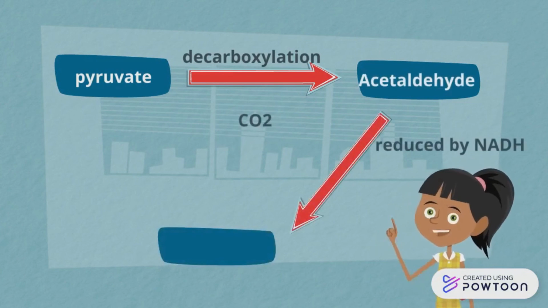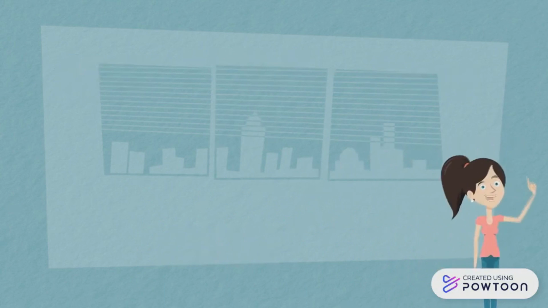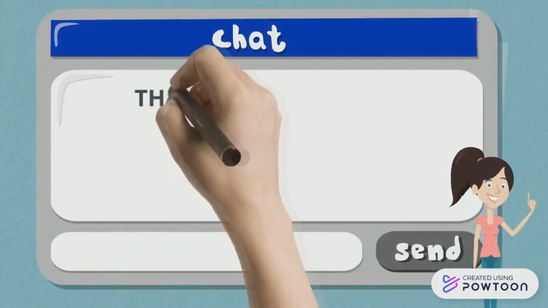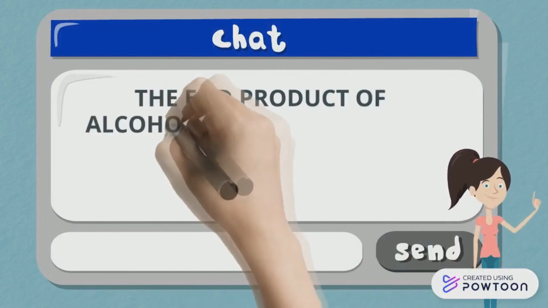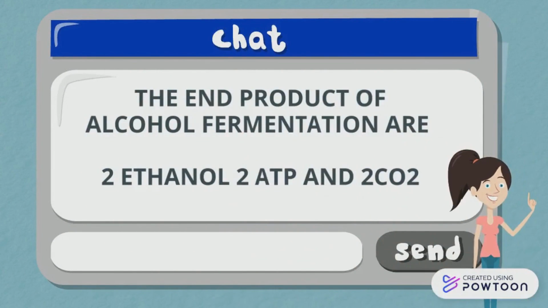Acetaldehyde ni dia akan direduce oleh NADH untuk menghasilkan ethanol. So, setiap pyruvate ni dia akan produce 1 ethanol, 1 ATP and 1 carbon dioxide. There is 2 pyruvate, so the end product of the alcohol fermentation will be 2 ethanol, 2 ATP and 2 carbon dioxide.